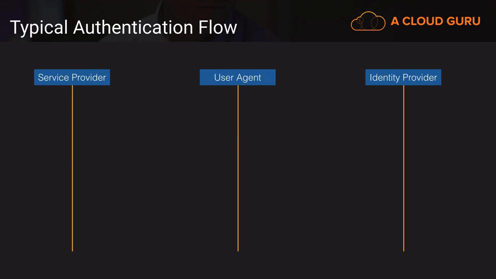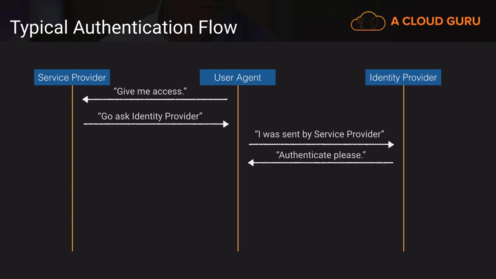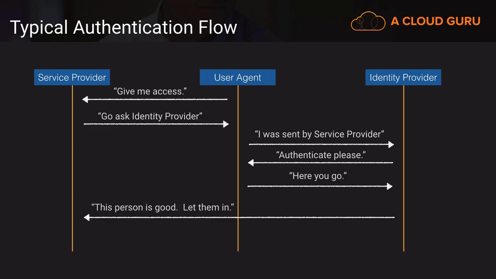Let's take a closer look at a typical flow. In this case, it's a SAML flow. We start with the user agent. It could be a user, it could be a service, or an IoT device. They're going to ask the service provider, give me access. And the service provider says, go ask the identity provider. And so the user agent turns around and says, I was sent here by the service provider. And the identity provider says, give me some authentication. The user agent would supply that authentication, maybe in the form of a password or an SSL certificate. The identity provider checks that authentication and says, yep, this person's good, let them in. Then the service provider says, okay, come on in.